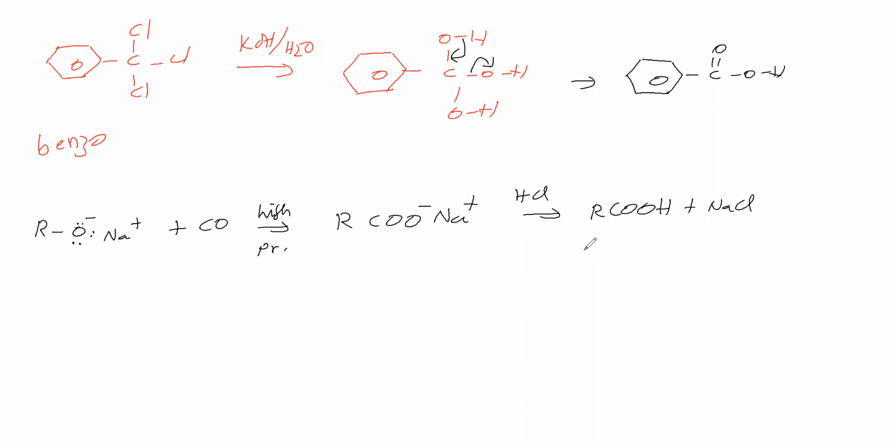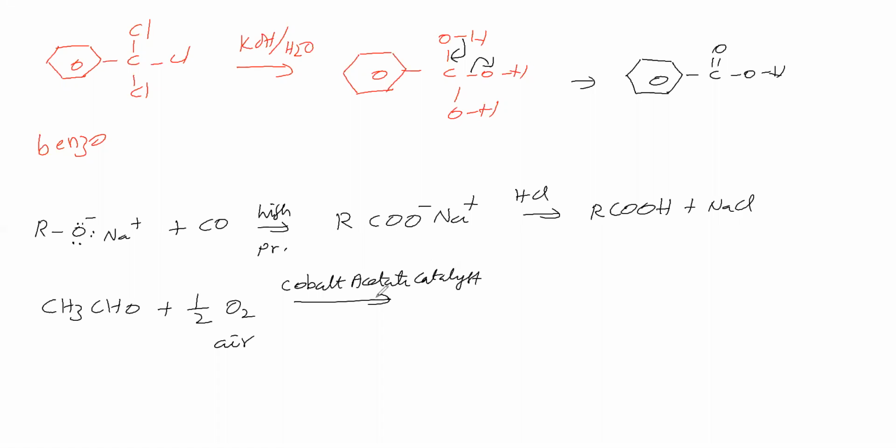Then, manufacture of acetic acid, in that one method we'll see. We are taking acetaldehyde. It is treated with atmospheric air in the presence of cobalt acetate catalyst. At what temperature? At 353 Kelvin, this acetaldehyde becomes acetic acid. Pure acetic acid we are getting.